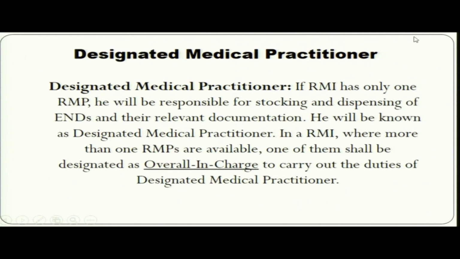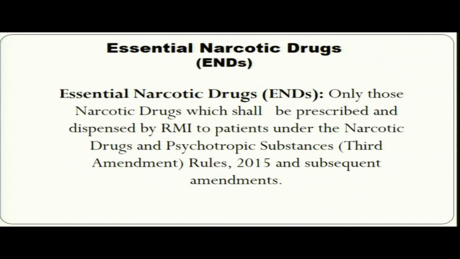opioid substitution therapy for prescription of essential narcotic drugs for treatment of opioid dependence. What is meant by designated medical practitioner or DMP? If an RMI has only one RMP, he will be responsible for stocking and dispensing of NDPS and the relevant documentation. He will be known as designated medical practitioner. In an RMI where more than one RMPs are available, one of them shall be designated as overall in charge to carry out the duties of designated medical practitioner.